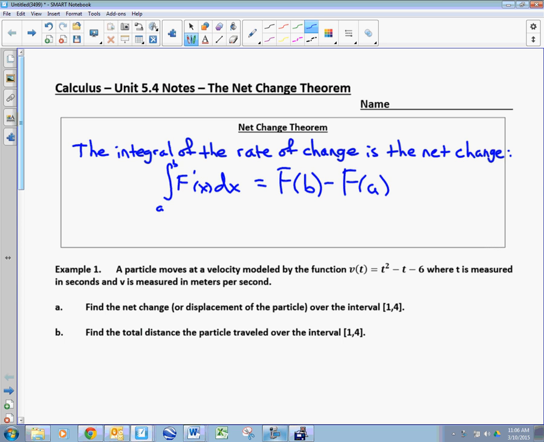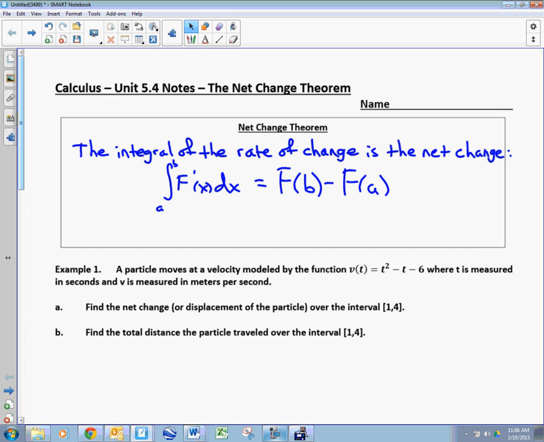Now, that looks almost identical to what we've written before, only there is a slight difference. Anybody notice the difference? F prime, right? Instead of writing little f, I wrote big F prime, which is the same as little f, isn't it? So the idea is that if we're given a rate of change function, we can find the accumulation, so to speak, by evaluating the integral.